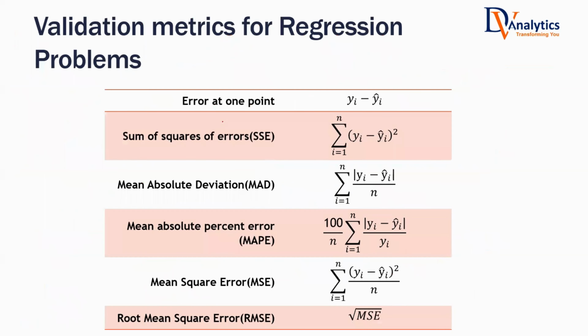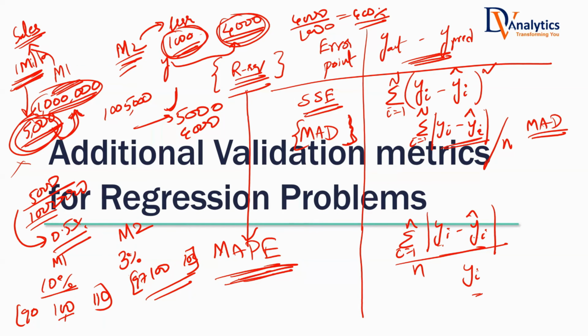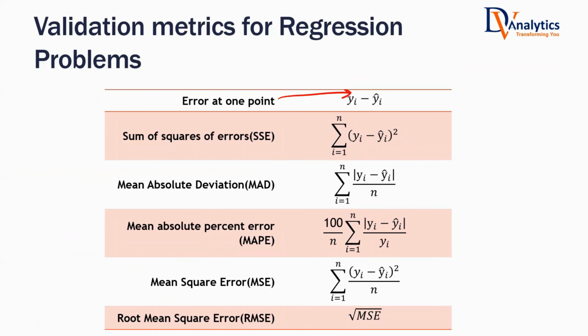If you feel your client doesn't understand the concept of R square, they feel it is too difficult to analyze, then what is the quickest alternative that you can give? Mean absolute percentage error. Error at one point, all of us understand. Sum of squares of error: take the error, take the square, take the summation of all of those. Sum of squares of error has to be less. This can be used. Mean absolute deviation also has to be less, but it has a problem. It is scale dependent. Mean absolute percentage error is one of the best alternatives.